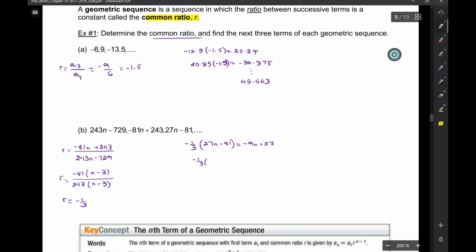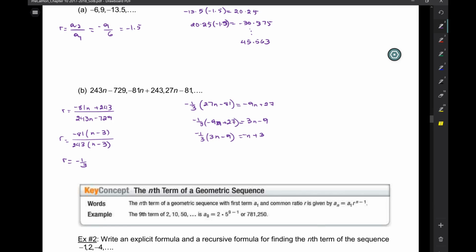Then we're going to multiply that by negative a third, and we're going to get 3n minus 9. Then I'm going to multiply that by negative 1 over 3 and get negative n plus 3. Okay?